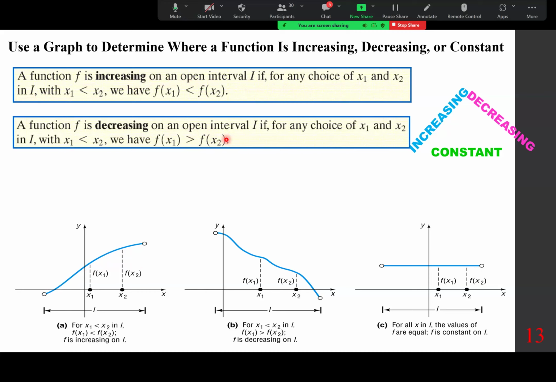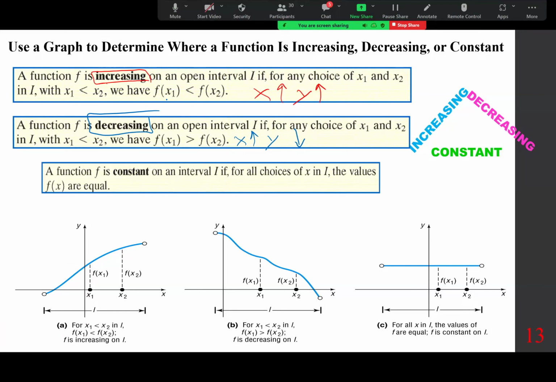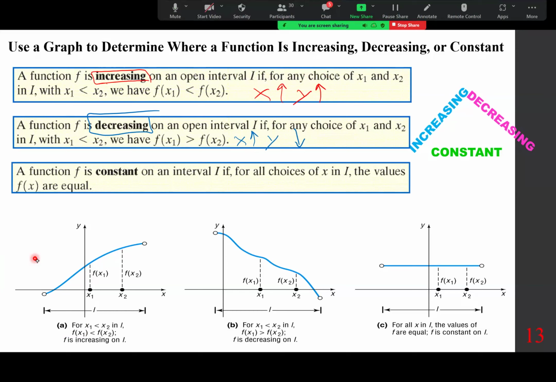The function f is decreasing on an open interval I if for any choice of x sub 1 and x sub 2 with x sub 1 less than x sub 2, we have f of x sub 1 larger than f of x sub 2. And again, what it really means in short: x gets larger, so does y. That's increasing. X gets larger, y gets smaller. That's decreasing. And in the case of a constant, nothing happens to y. A function is constant if for all choices of x, the values of f of x remain unchanged, they are equal. Increasing, decreasing, constant.